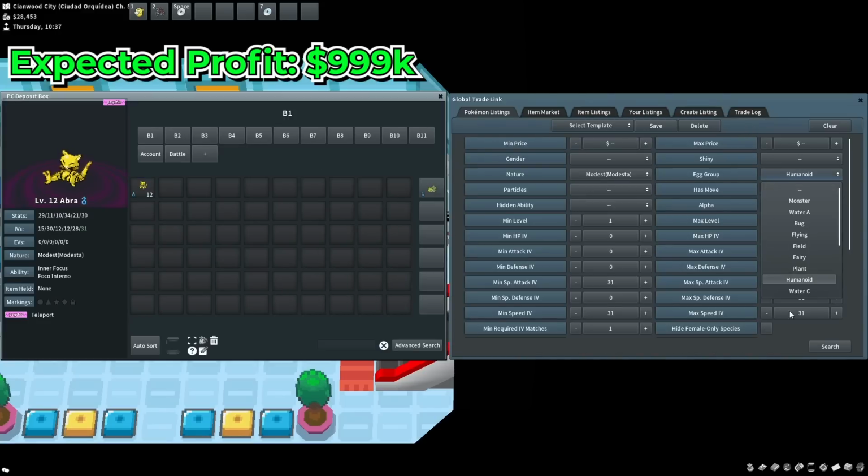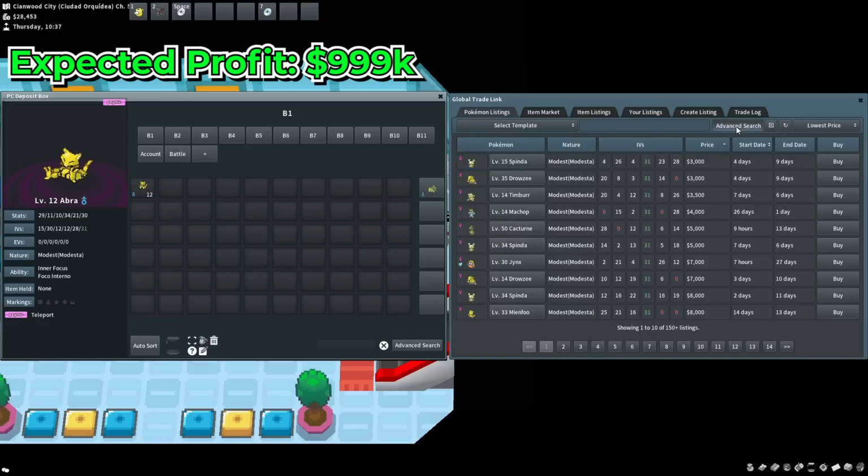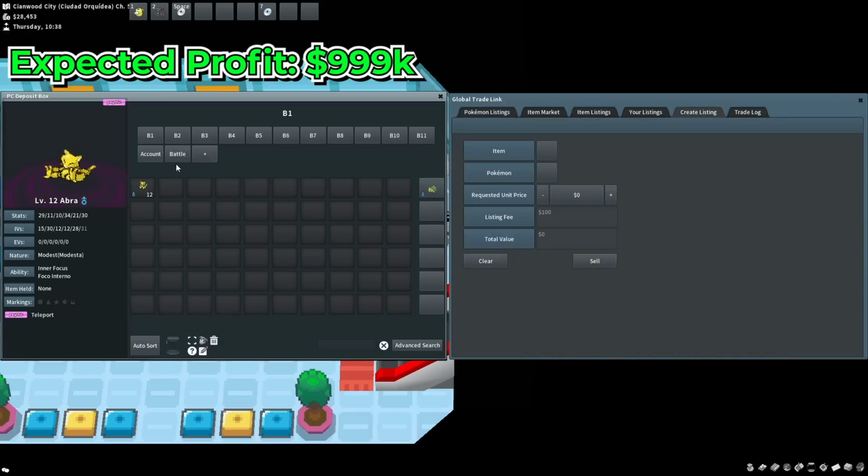So group humanoid, there we go, and male 15. So I'm gonna put ours at 20 because Modest is desirable for Abra and the other nature would be timid. So 20k.